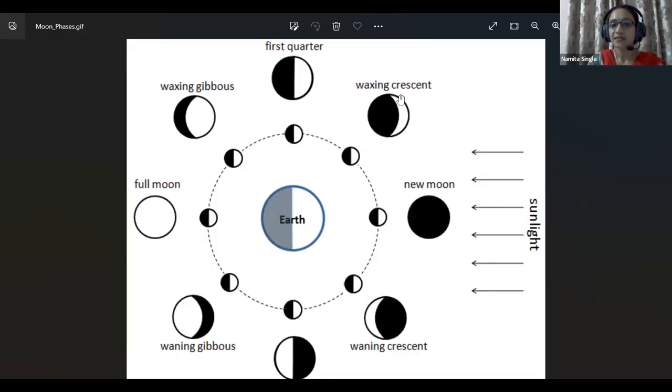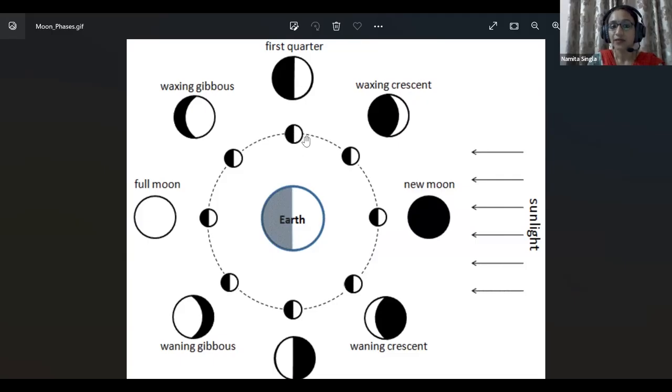So this is the waxing crescent shape moon, which we are able to see after the new moon. After about 3 or 4 days of the new moon, we are able to see the waxing crescent. Then after the waxing crescent, there comes a half moon. This is also called the first quarter.